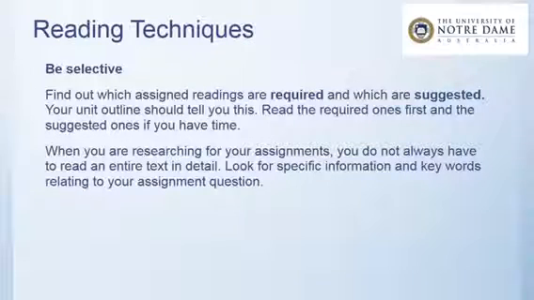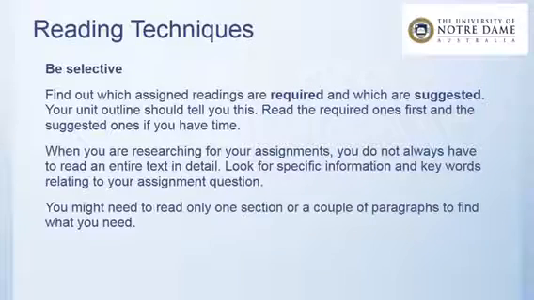When you are researching for your assignments, you do not always have to read the entire text in detail, even if you've decided that it's relevant. You can look for specific information and keywords relating to your assignment question and just read the parts of the text that you really think you need. You might need to read only one section or a couple of paragraphs to find what you need for your assignment. Just read that one section or those couple of paragraphs in detail.